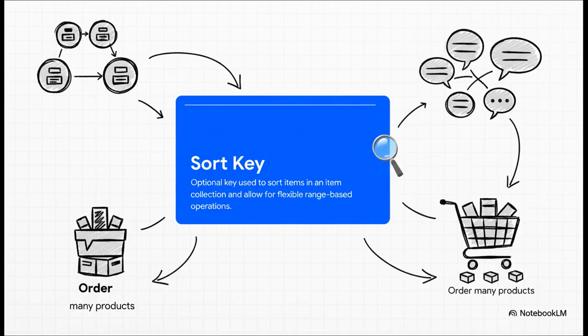What this does is it organizes items within the same partition. This is how you can efficiently model those one-to-many relationships, like all the messages in a chat room or all the products in an order. And then you can run these really powerful targeted queries on that whole group of items.